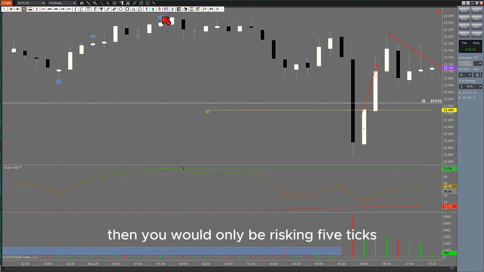Here you're risking only, if you get in after 4 ticks moving down from the top of the wick, then you would only be risking 5 ticks. I guess $125. Yeah, that's my stops. Usually about $100, and I go in for a 10 tick stop.